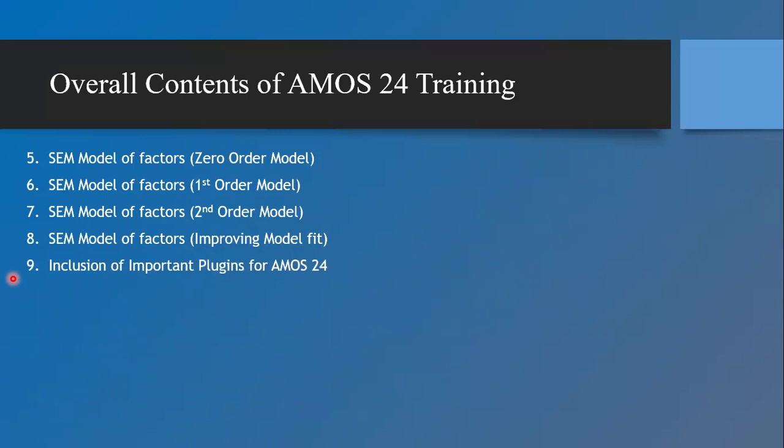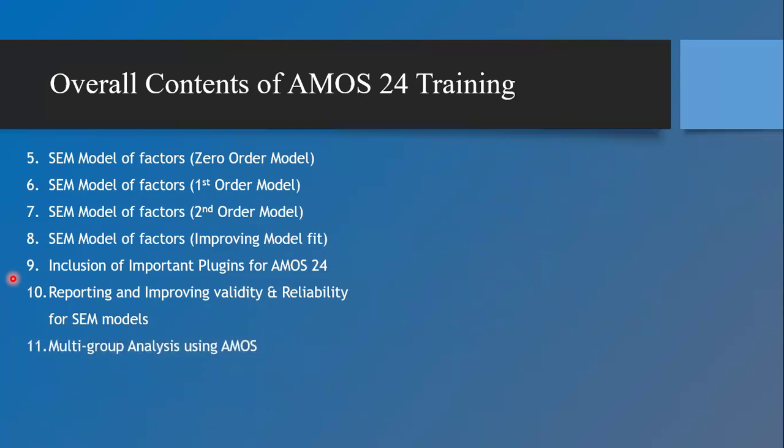Then there are some plugins that we can use to facilitate our analysis using AMOS 24. These are the automatic plugins that I will include, and I will guide how to include those plugins in order to make your analysis easier and more convenient for you. Then I will let you know how to report and improve validity and reliability for the structural equation models that you have estimated. How to conduct multi-group analysis using AMOS, using the simple procedure and using the constraint procedure.